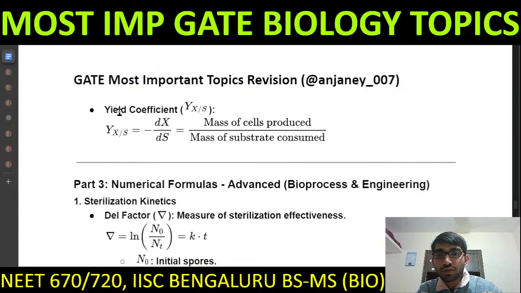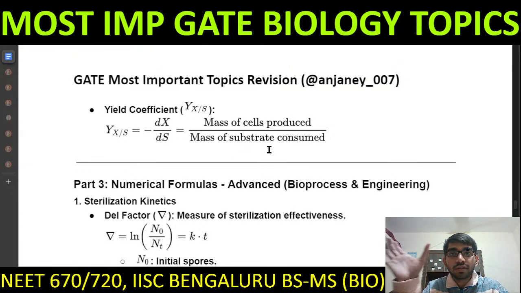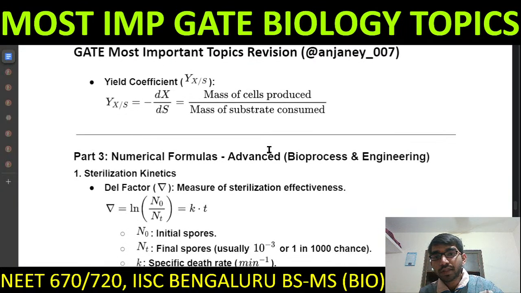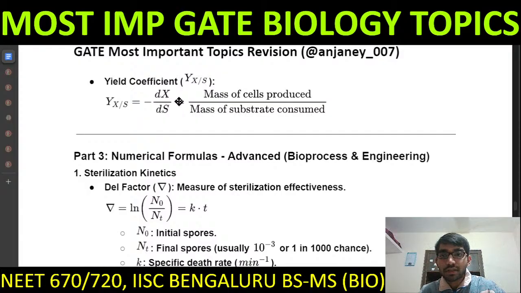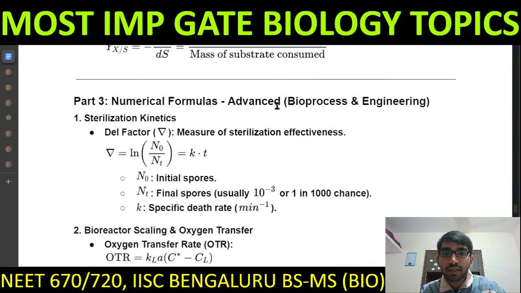And then there is yield coefficient, which is basically mass of cells produced divided by mass of substrate consumed. So how many cells are produced, the mass of those, divided by how much of the substrate is consumed. Minus, because it is reducing, dx by ds. So substrate concentration has reduced, so that's why you take the minus of that to compensate for that.